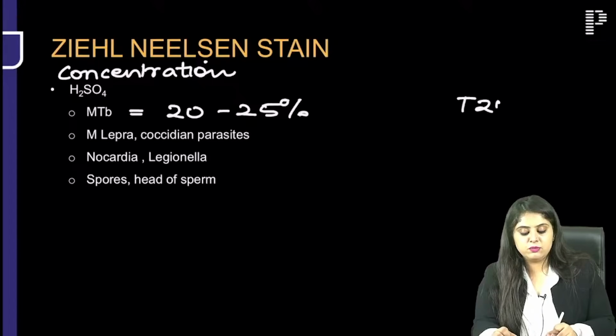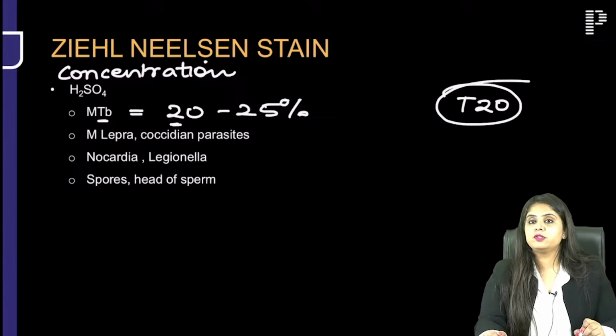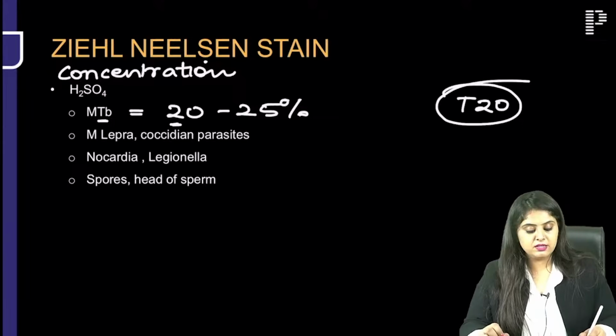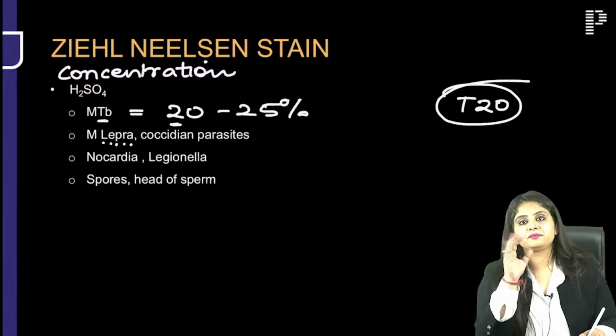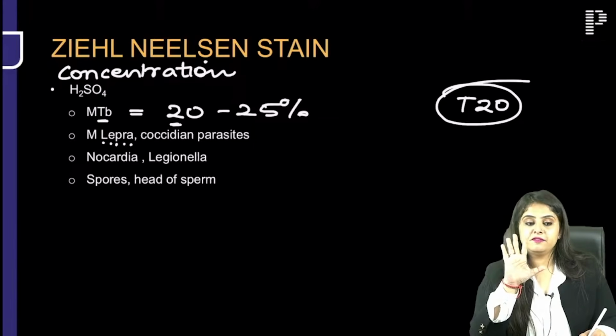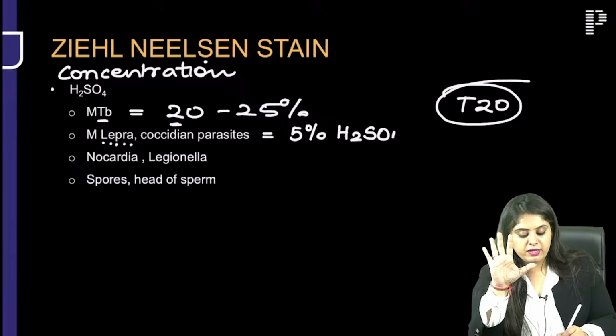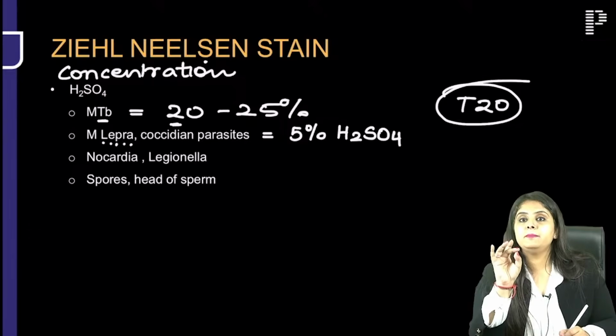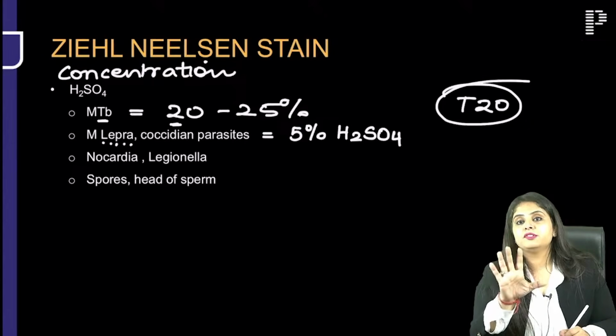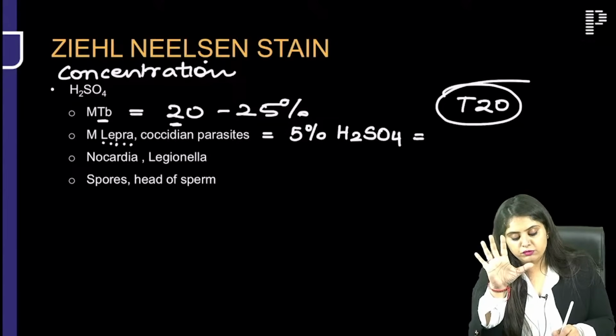I learnt it as T20 matches. For TB, what is the concentration of H2SO4? 20 to 25%. For lepra, meaning leprosy, how many alphabets does Lepra have? L-E-P-R-A, 5 alphabets. What percentage of H2SO4 will you use? 5% of H2SO4 I will use for lepra, 5 alphabets.